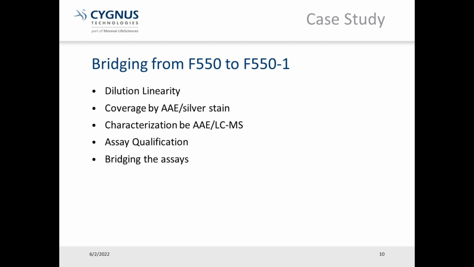So we've discussed the basic reagent and assay changes and discussed the fundamentals of antibody affinity extraction. So now let's look at a case study. I would like to take you through some of the work we performed at Cygnus when bridging between the F550 and the F550-1 CHO host cell protein ELISAs.